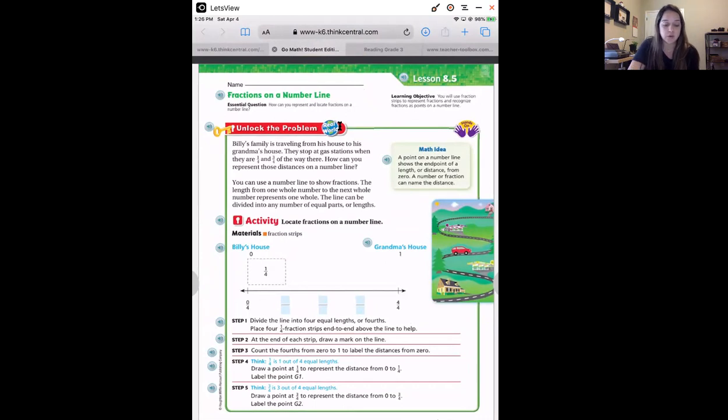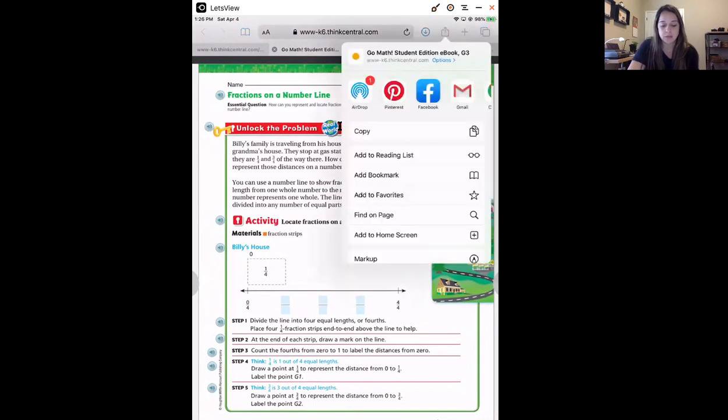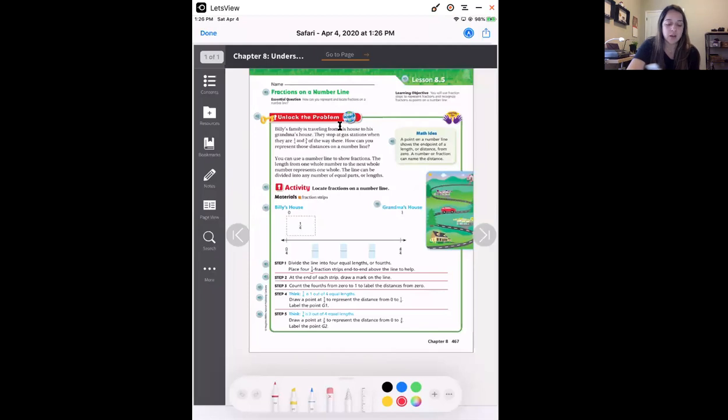And we're going to focus on fractions on a number line, okay? Let's talk about first our essential question. If you need to pause the video, pause it now so that you could go get your book, grab a piece of paper or your Go Math book, your math notebook if you need to write anything down, or if not, just write in your Go Math book, okay? That's why you have it.